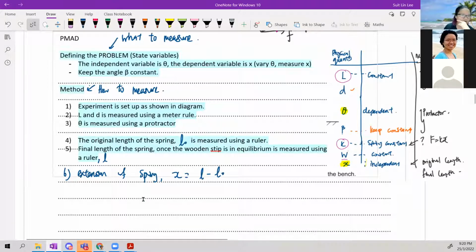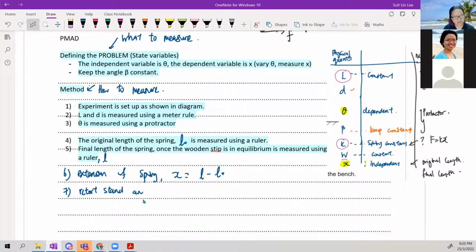Okay, so we need to talk a little bit about beta. Make sure that the retort stand and clamp is adjusted to keep beta constant.